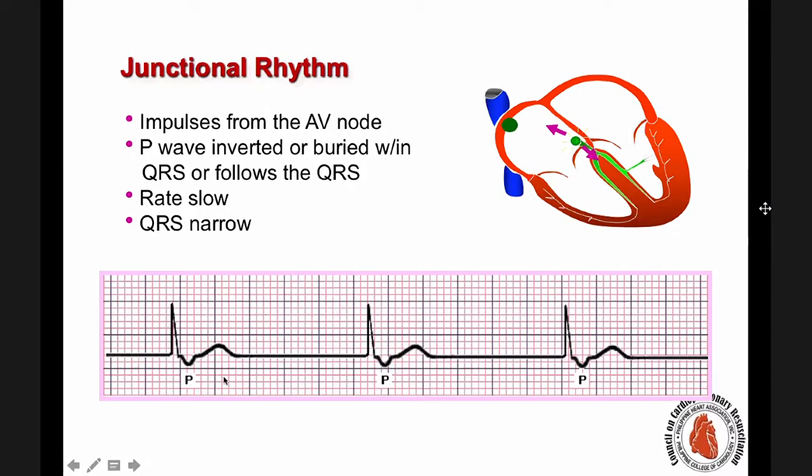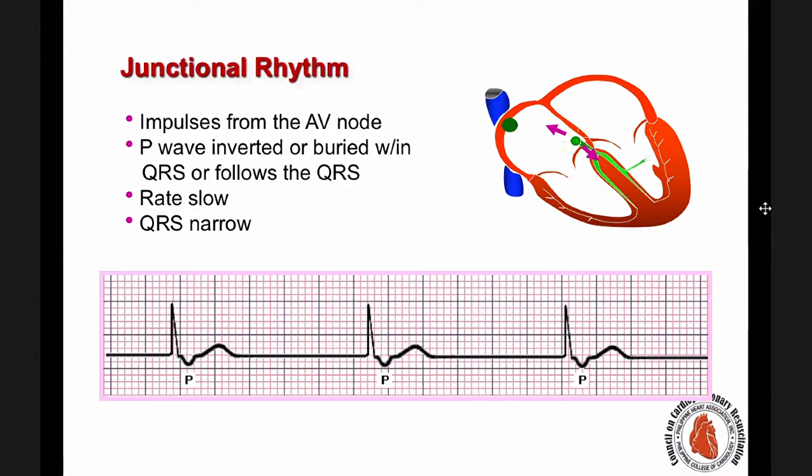All right. So junctional rhythm is characterized by a bradycardic rhythm below 60 beats per minute, but there is no P wave, but it's regularly occurring because the AV node is firing at a regular rate, and it should be a narrow complex QRS because it's coming from the AV node.